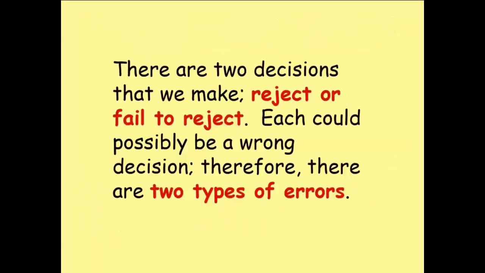And so when we make that decision, we could either reject or fail to reject. And so there's two types of error that basically go with each one of those. If I rejected it and I shouldn't have, or if I failed to reject and I should have. We start by talking about type 1.